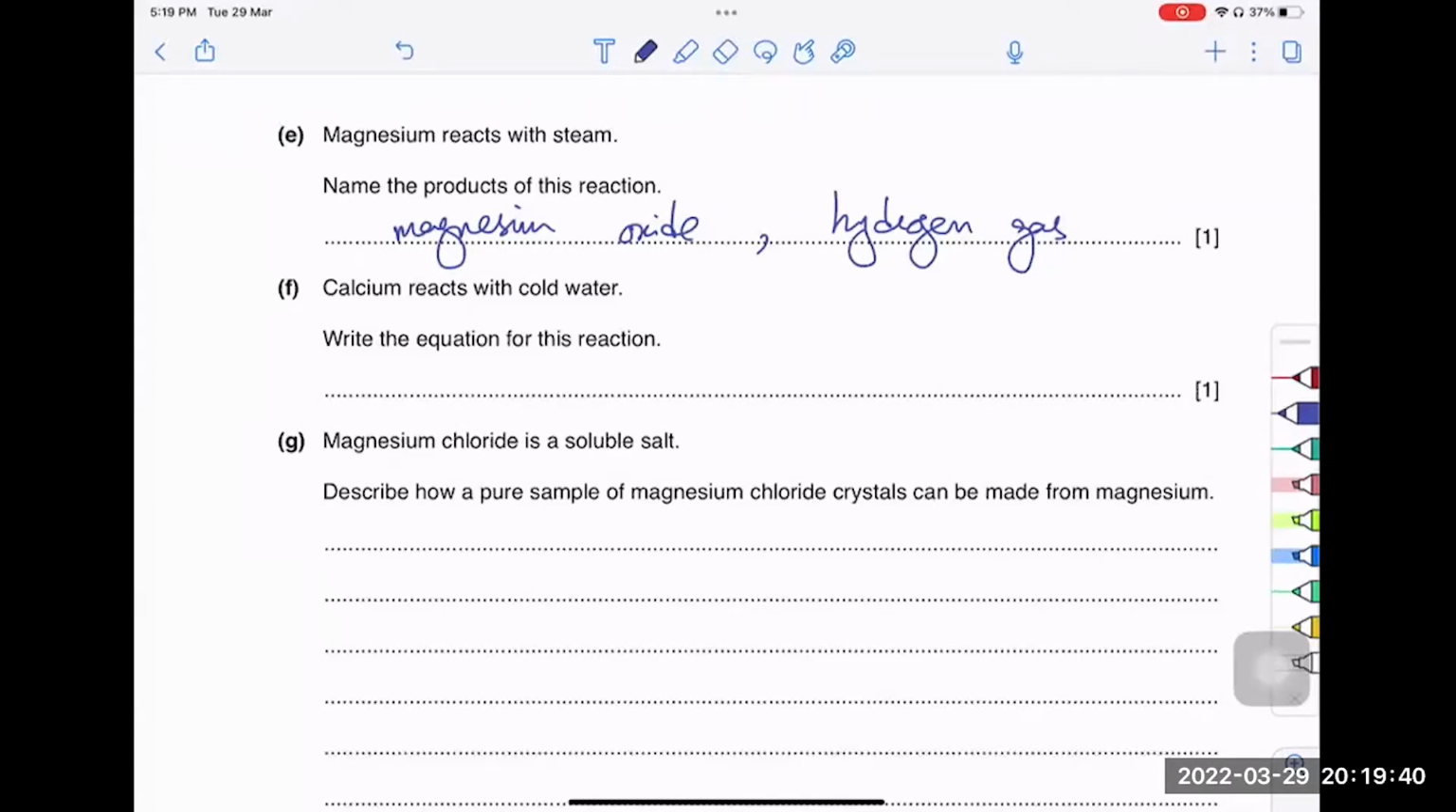So remember this, group 2 with steam produces oxide and hydrogen. So magnesium with steam produces magnesium oxide and hydrogen. Calcium with steam produces calcium oxide and hydrogen. Barium with steam, barium oxide and hydrogen. Okay, with cold water, they're going to produce hydroxide. So magnesium plus cold water, magnesium hydroxide and hydrogen. Calcium plus cold water, calcium hydroxide and hydrogen. Everybody clear on this? Say yes.